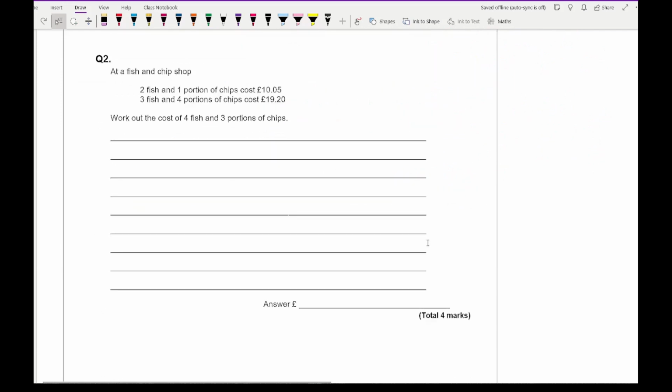Moving on to question 2, it says that at a fish and chip shop, 3 fish and 1 portion of chips cost £10.05. 3 fish and 4 portions of chips cost £19.20. Work out the cost of 4 fish and 3 portions of chips.